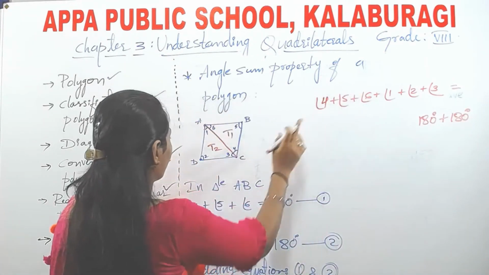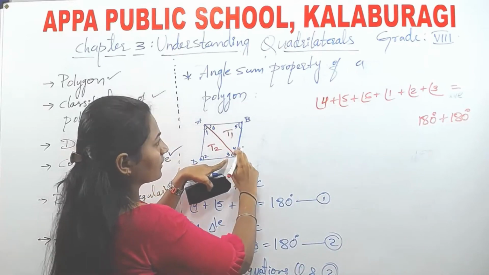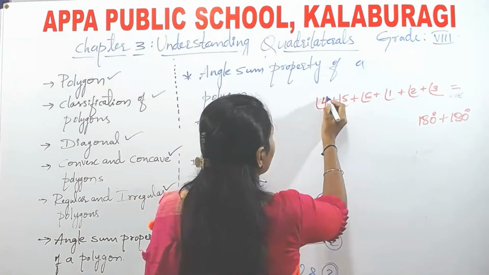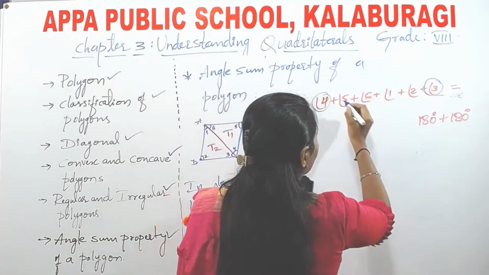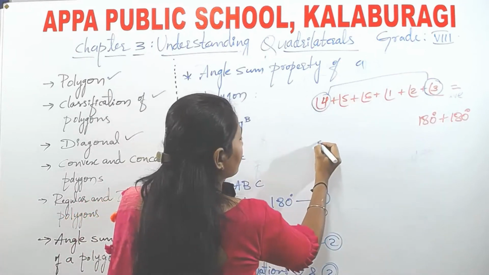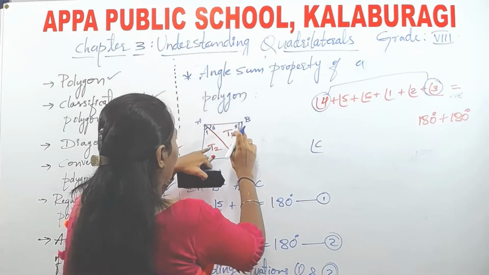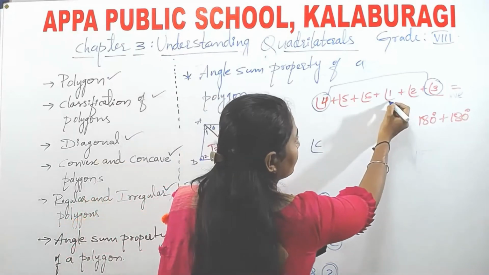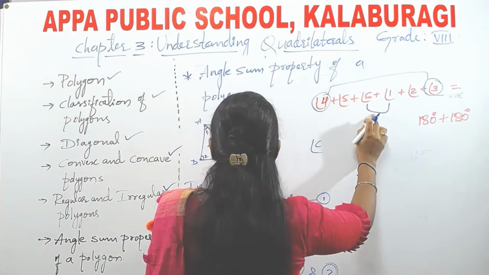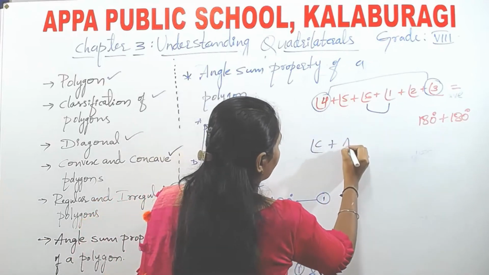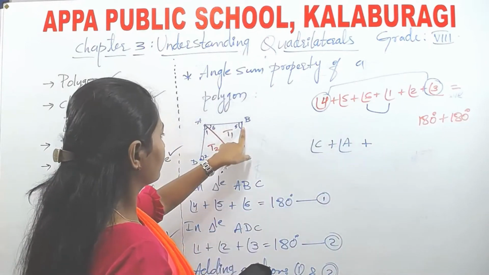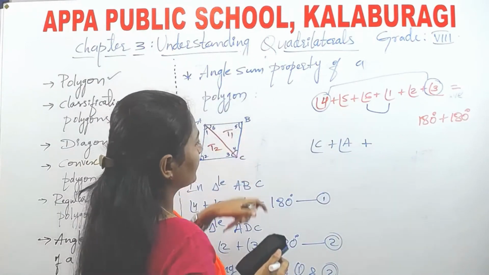Now, where are angles 3 and 4? I'll mark them with the blue ink. Angle 4 plus angle 3: these two angles make what? This is angle C. And angle 1 and angle 6: this would be angle A. Left is angle 5, which is angle B.